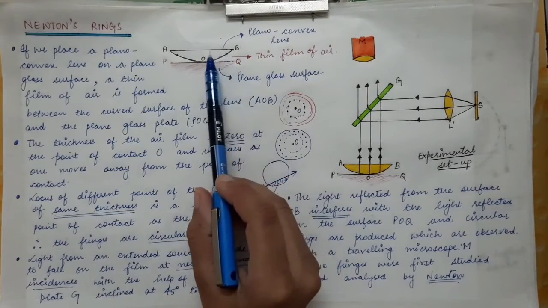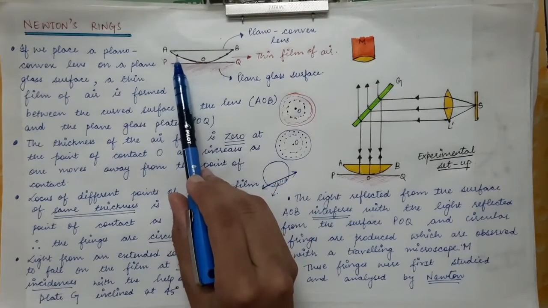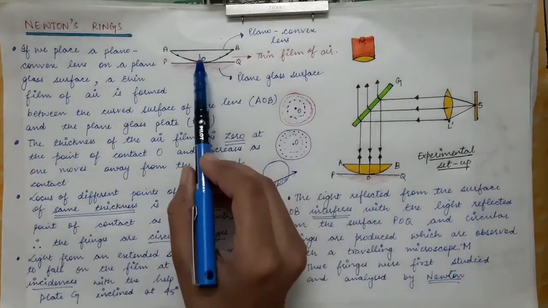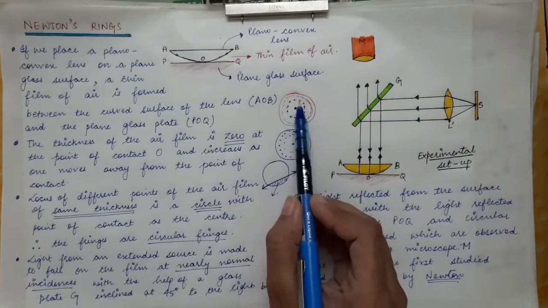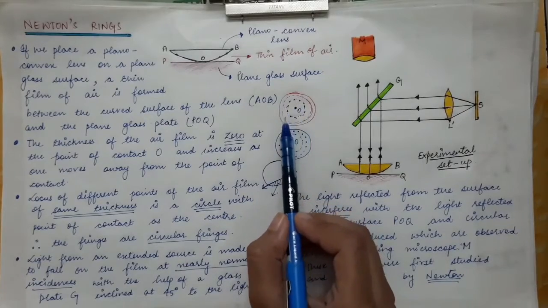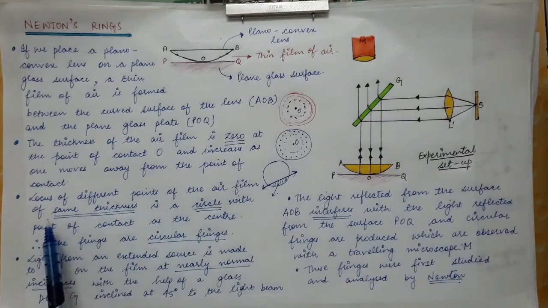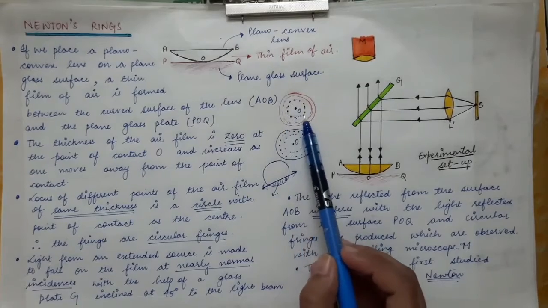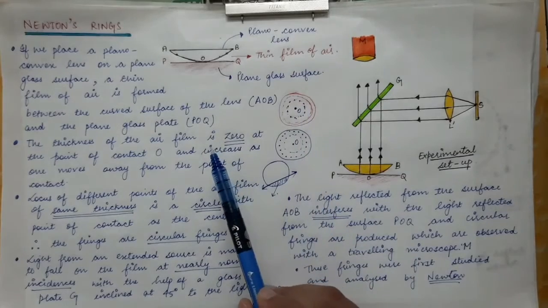So the points which are at equal distance from the point of contact form equal thickness of the air film. At those points, the thickness of the film will be the same. As these points are viewed from the top, the locus of these points is a circle which forms equal thickness of the air film. So the locus of points of the air film of the same thickness is a circle. At all these points, the thickness of the film will be the same.